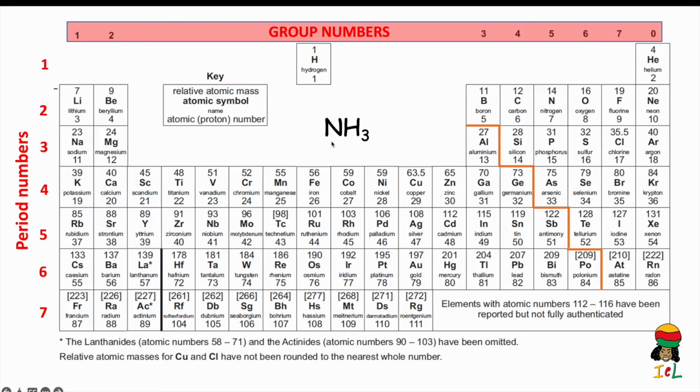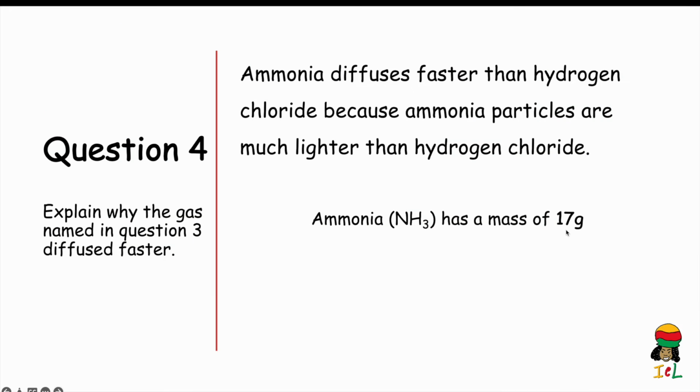Now, a particle of ammonia consists of 1 nitrogen and 3 hydrogen atoms. You may notice that the atomic mass of nitrogen is 14 and that of hydrogen is 1. Therefore, the mass of an ammonia particle is 17 grams, and we arrive at this because the mass of nitrogen is 14 grams and the mass of each hydrogen is 1 gram, and there are 3 hydrogens, so we add the 1 three times, we get a total of 17.